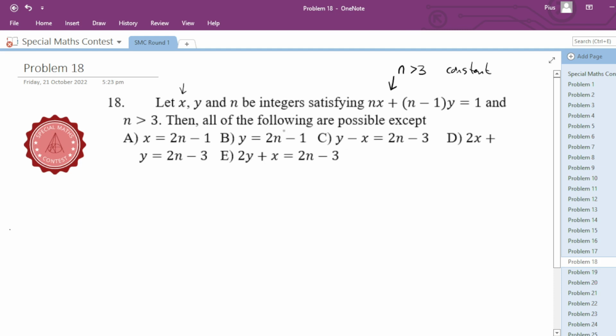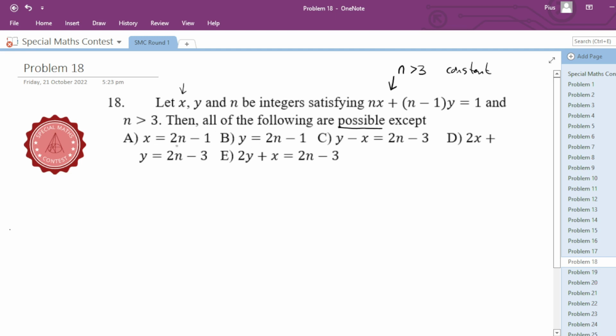So now the question says the following are possible except. Possible meaning that there is a solution x, y, and n that satisfy both equations. Right. So if we solve for x and y and we ensure they are integers, it doesn't have to always be an integer for every n. We just need to make sure there's an n where we can have an x and a y. Right. So we need to solve for n as well, and if it works for every n, then that's perfect.